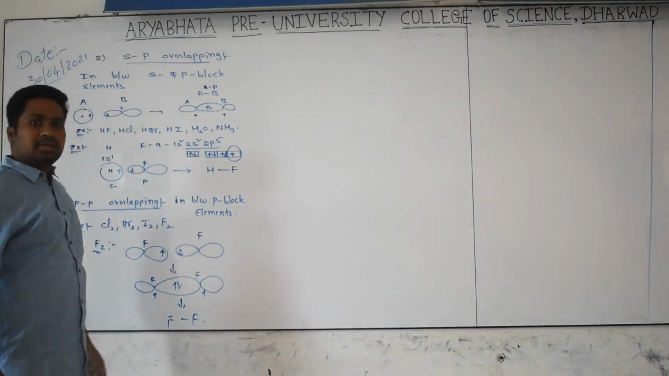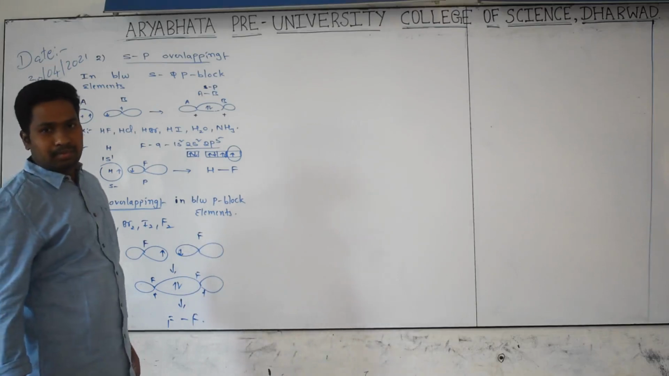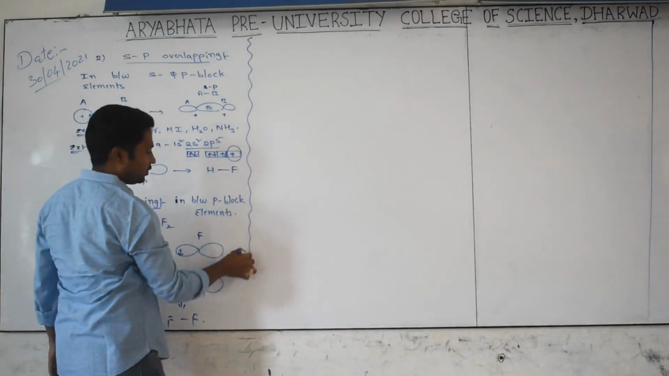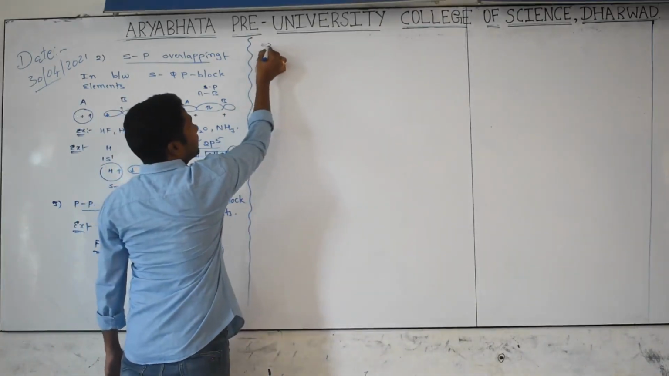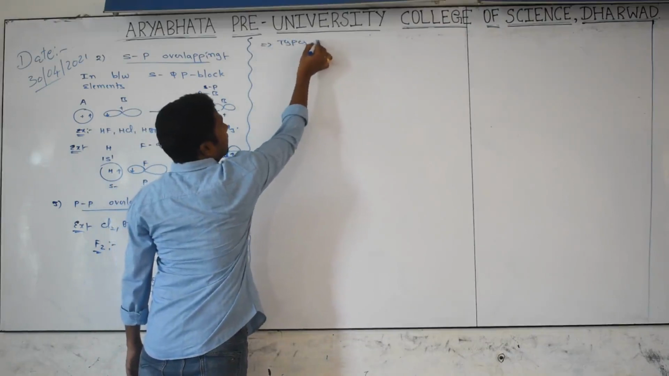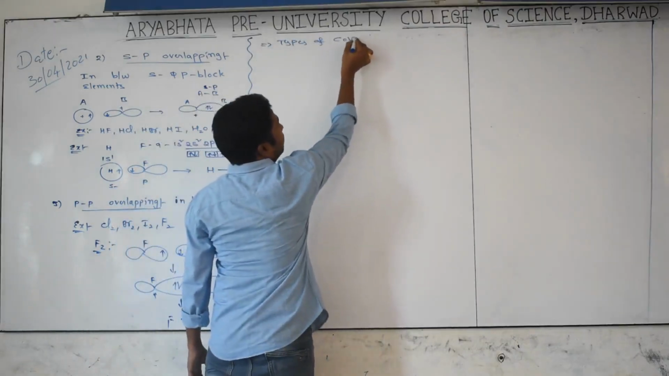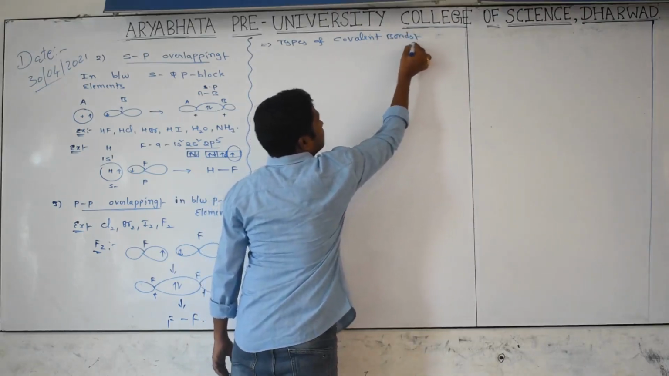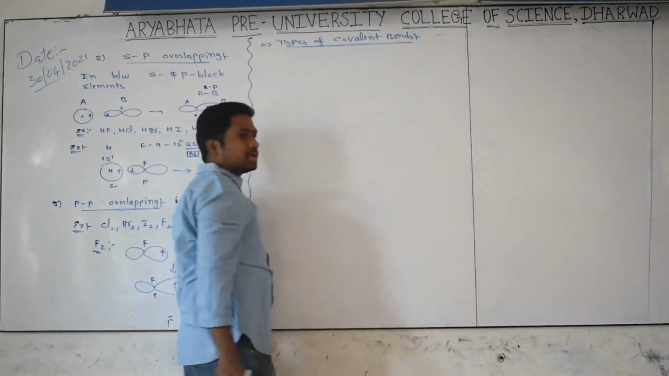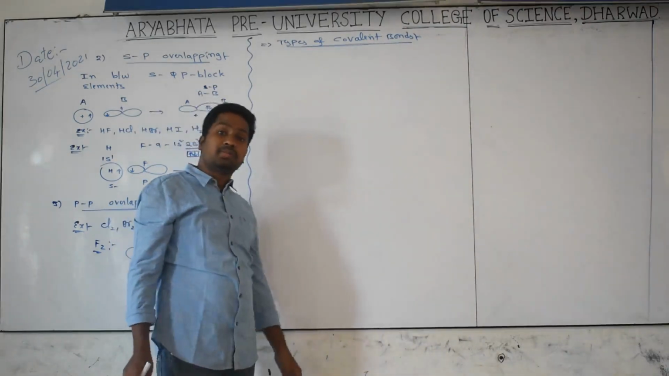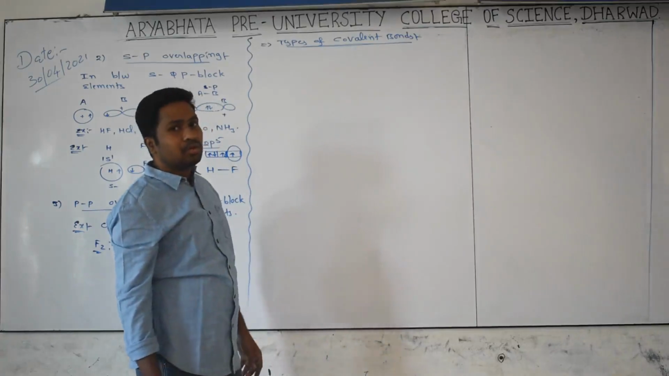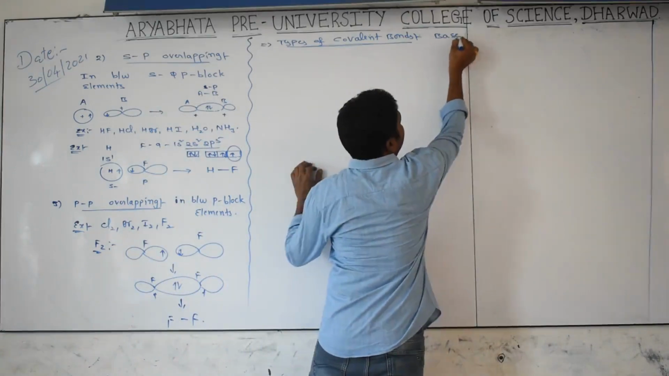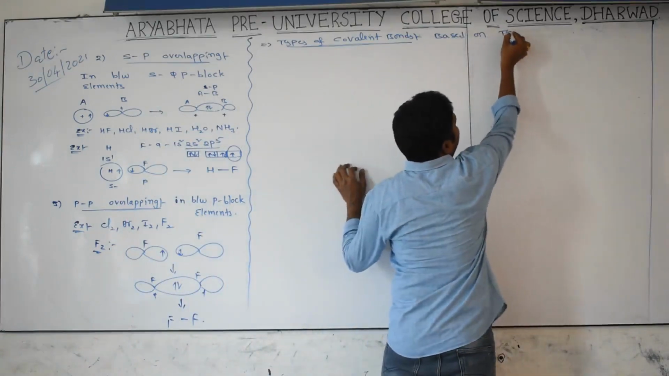So like that we have SS overlapping, SP overlapping and PP overlapping. Now we are discussing a very important concept. Listen carefully, all of you. It is the types of covalent bonds. Already we discussed the types of covalent bonds, polar and non-polar, based on the type of shape. Now again we are classifying the covalent bonds into two types based on the type of overlapping.